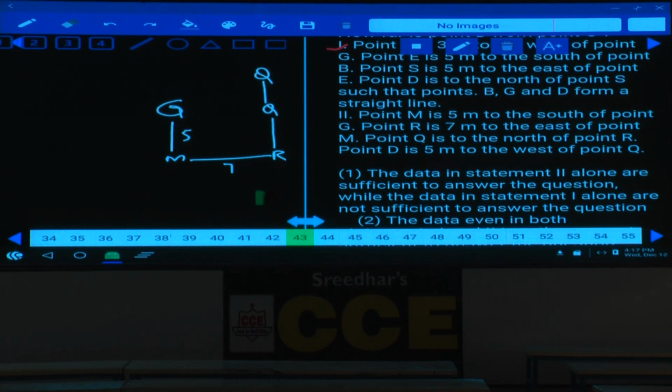Clear now? Hence what is your answer here? Only 1 alone is sufficient. Choice 1 is the answer.